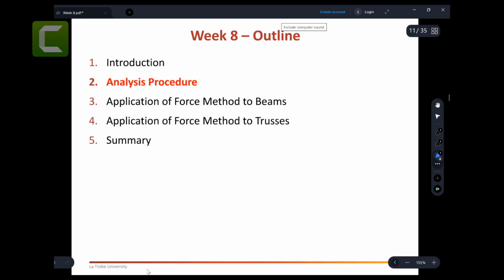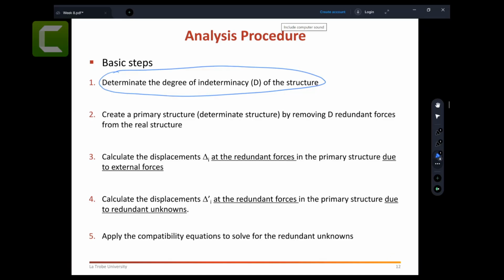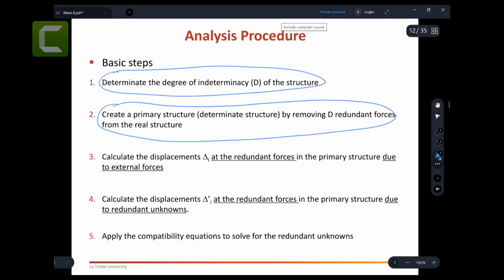All right, before moving on to this one, I'll give you the procedure. Don't worry if you don't get the full concept of the procedure, because when we take examples, you will get more understanding of this matter. First, we're going to find the degree of indeterminacy. And you know how to find it by now, because we have taken a couple of examples for truss and beam. Then you create the primary structures. And by the way, primary structures are the determinate structures.